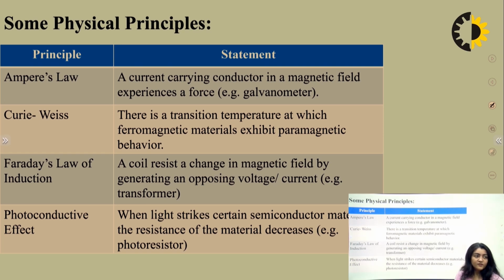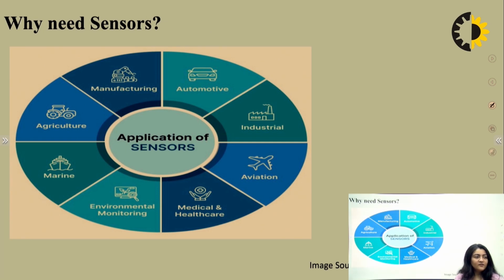Then the Curie-Weiss principle, that is, there is a transition temperature at which a ferromagnetic material exhibits paramagnetic behavior. Then we have Faraday's law of induction, where a coil resists a change in a magnetic field by generating an opposite voltage, which we call EMF. Then the photoconductive effect: when light strikes certain semiconductor material, the resistance of the material decreases. For example, photoresistors.